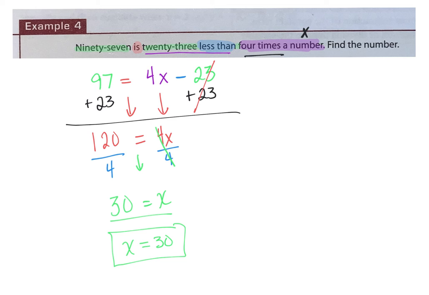Well, is 97, 23 less than 4 times 30? What is 4 times 30? 4 times 30 is 120. 23 less than that. Well, let's subtract 23. We got to carry, right? So we get 10 minus 3 is 7. 11 minus 2 is 9. 97. Yes, my answer makes sense. All right, makes sense? Good.